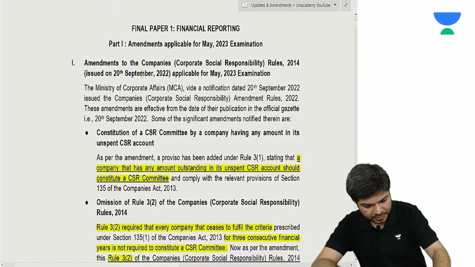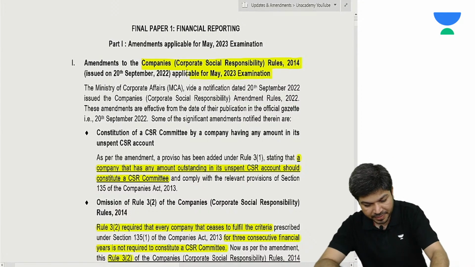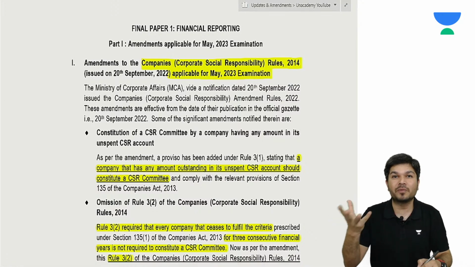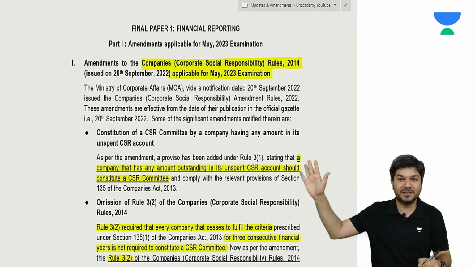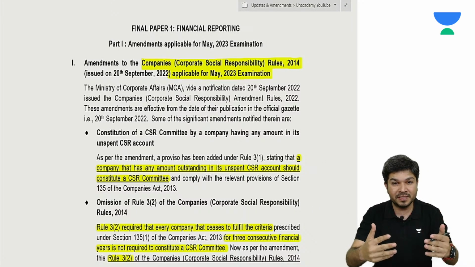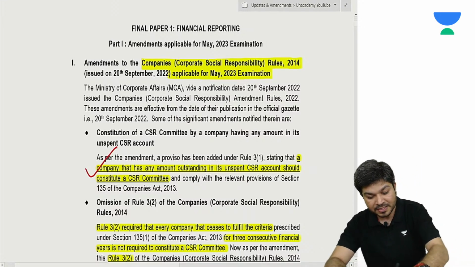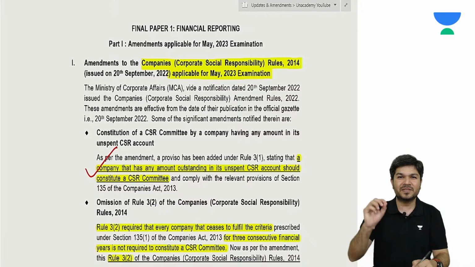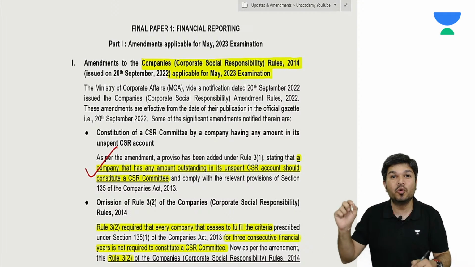Now, if I check over here, this is Amendment to Corporate Social Responsibility Rules 2014, and these are applicable for May 23 exams. If at all some amount of CSR is unspent, you need to spend 2% of average net profit of last 3 years. If unspent amount is there, there has to be a CSR committee which has to ensure that the amount is getting spent. So for any amount outstanding as unspent CSR amount, that company has to mandatorily create a CSR committee. If you just recall, there was a point wherein if the CSR amount to be spent was less than 50 lakhs, you don't need a committee.